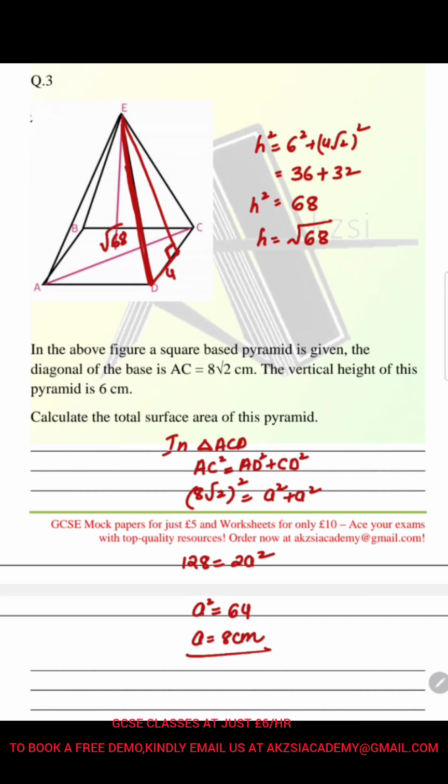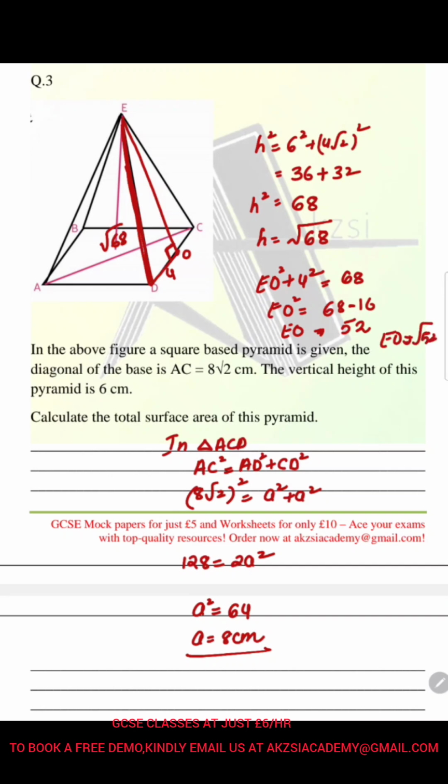4. So then this would be, let's say, EO squared plus 4 squared, because these are the two legs of this triangle, is equal to h squared, which is root 68 squared, which is just 68. So EO squared is equal to 68 minus 16, which will give you 52. So EO is finally root of 52.